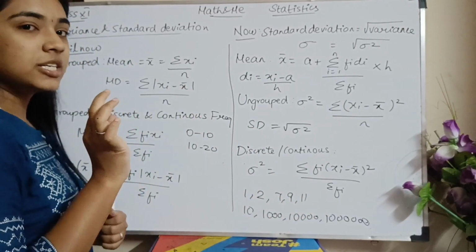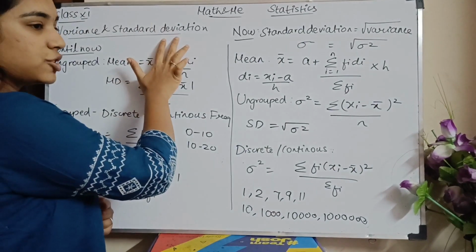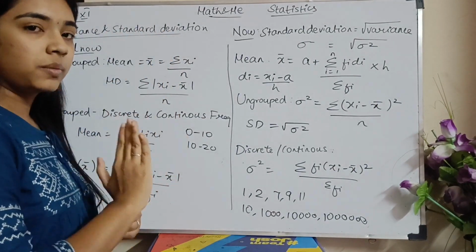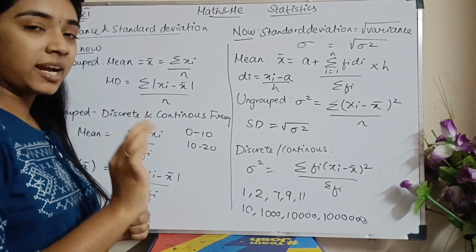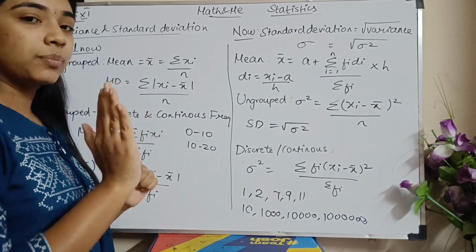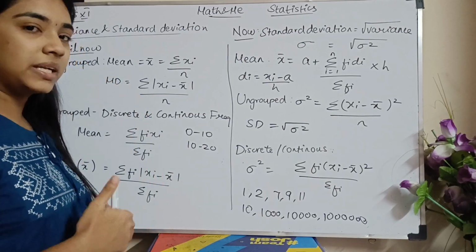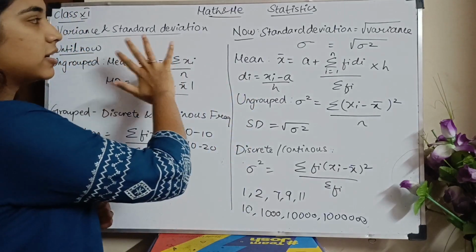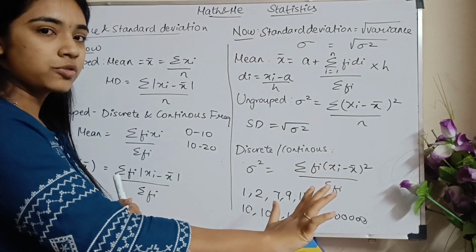So, why did we switch to variance and standard deviation? Because the previous methods which we were dealing with, mean deviation about mean and median, are not giving you the proper algebraic value, so you cannot completely rely on them. So we are going to learn about this new topic and this is what we are going to follow henceforth.